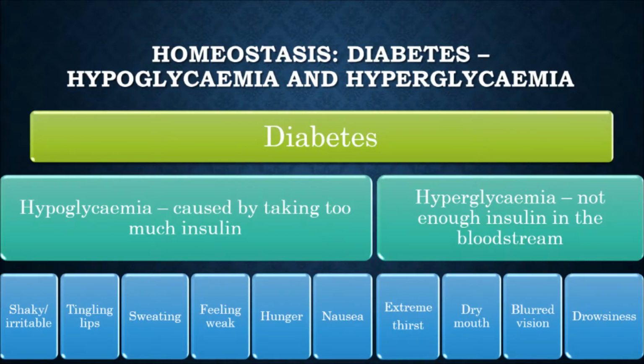There are two disorders which can happen as episodes in regards to diabetes: hypoglycemia and hyperglycemia. Hypoglycemia occurs when blood glucose drops too far and is usually caused by taking too much insulin and has various symptoms such as shaking, sweating and feeling weak and nauseous. Hyperglycemia occurs when there is too little insulin in the bloodstream and so there is too much glucose in the bloodstream. Symptoms include extreme thirst and a dry mouth as well as blurred vision and drowsiness.